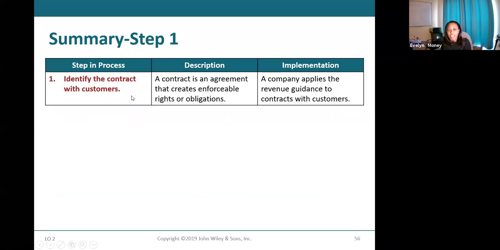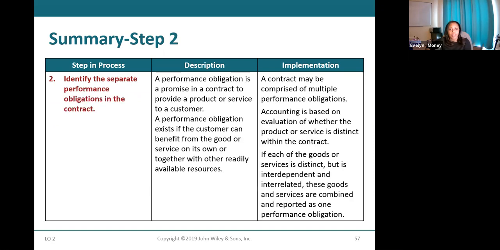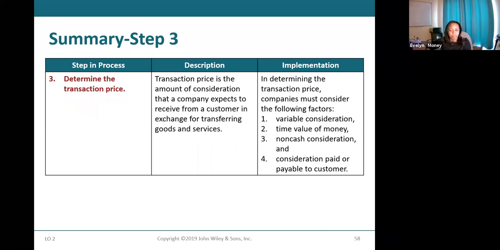So in summary, step 1, we identify that contract. Doesn't have to be in writing. It can be oral, or it can be a result of implied business practices over a period of time. Then we identify the separate performance obligations, and those separate performance obligations have to be distinct and not interrelated or interdependent. Then we determine the transaction price, but we have to take into consideration any variable considerations like coupons, rebates, discounts.